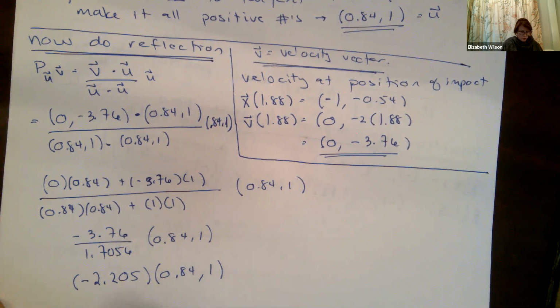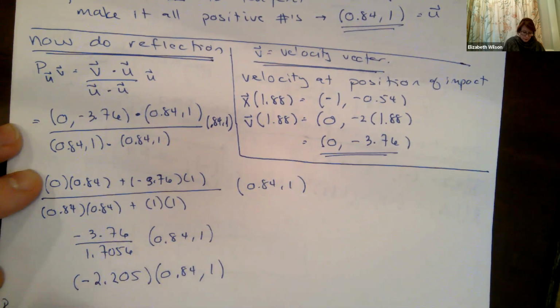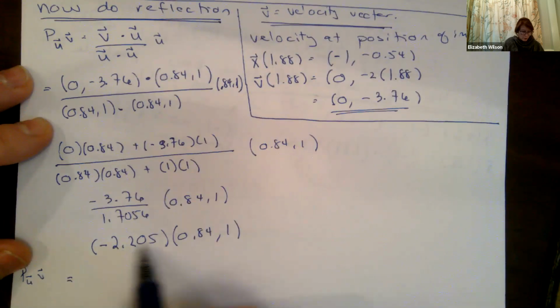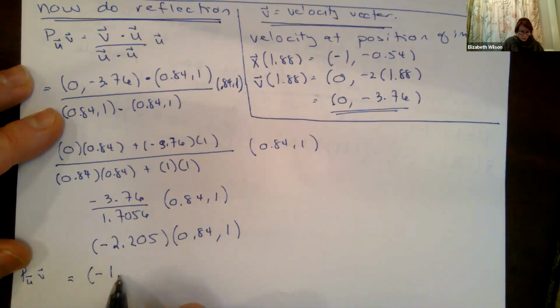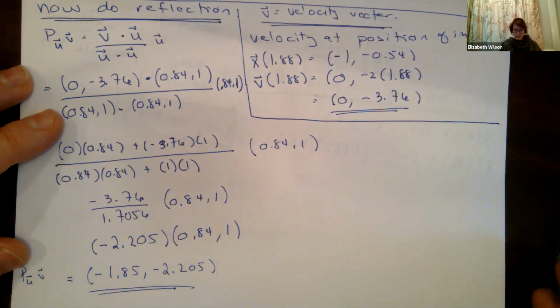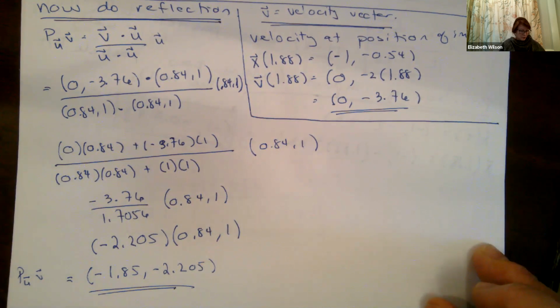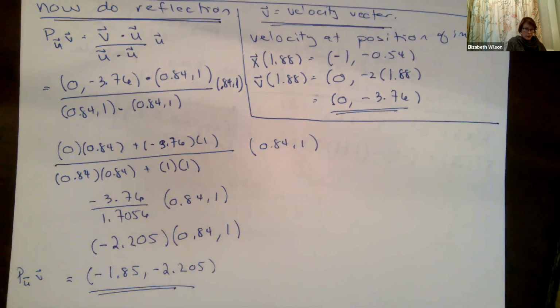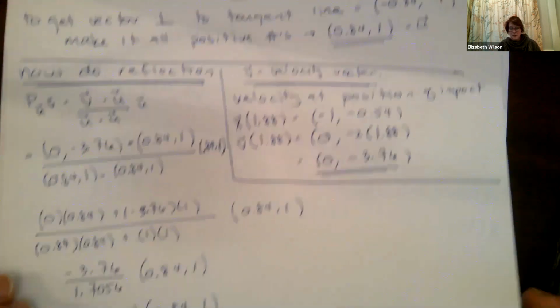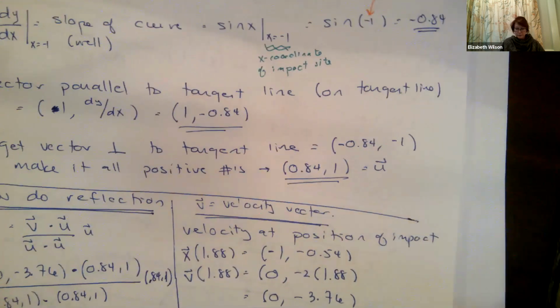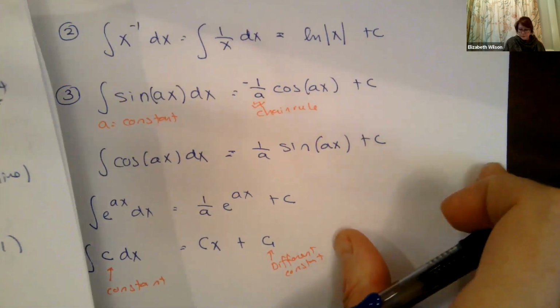So my end result, my projection of V onto U, once I multiply this through, is going to be minus 1.85, minus 2.205. That's my projection vector. It's a lot of work, but we're doing good. We're keeping up. We're going to use that to help us figure out the reflection vector. We need that because we need to know, are we going to make it out of this well or not? Wait a sec, I need more paper.